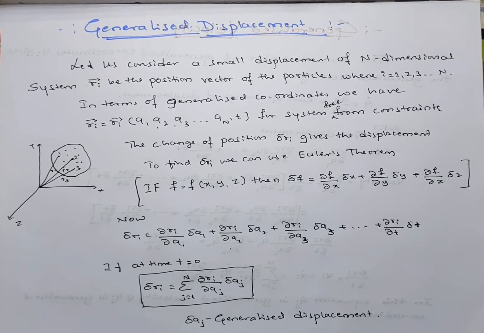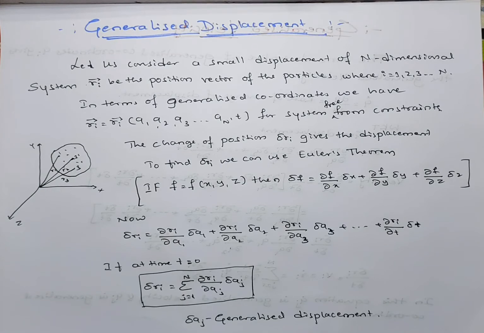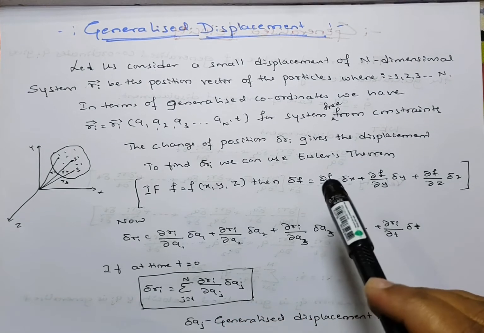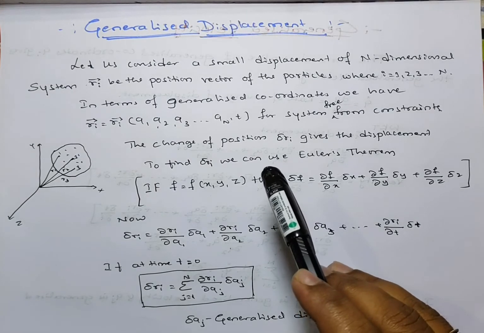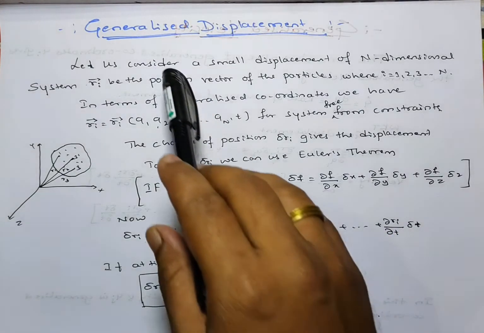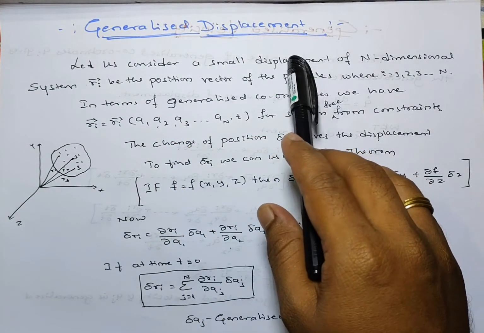In the previous video lecture, I have already discussed the virtual work, virtual displacement and generalized coordinates. What are generalized coordinates? The least or minimum number of variables or coordinates used to describe the configuration of a system are called generalized coordinates, right? In today's video lecture, I am going to discuss the generalized displacement.